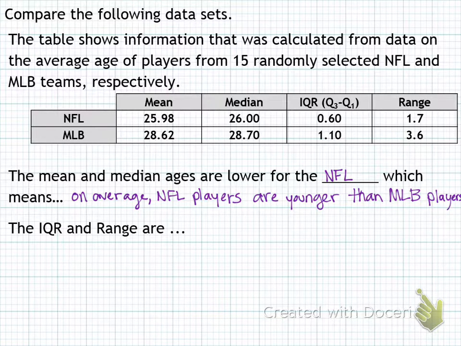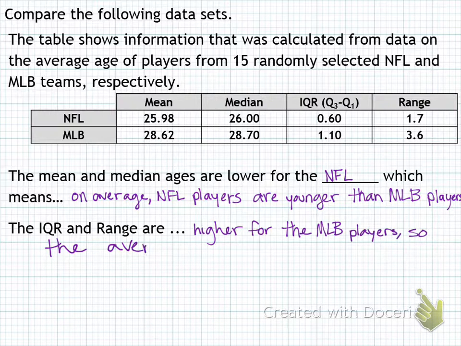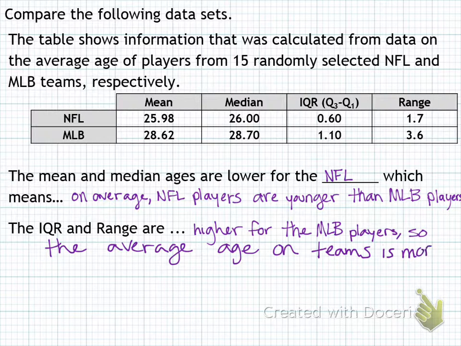Okay, the IQR and the range, so these are different measures of spread. I see that for both of them it's higher. The higher number is for the MLB players' ages, so that tells us that the average age on teams is more varied here. Okay, so the age for MLB players, for each team, it's more varied, or from team to team, I should say. So within the 15 teams that they looked at, the average age there was more varied than it was for the NFL.